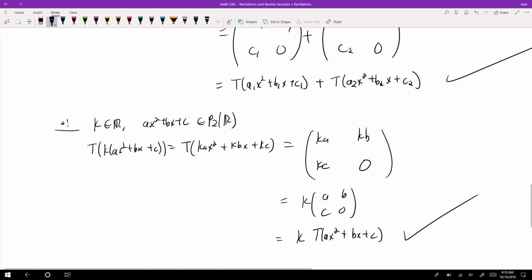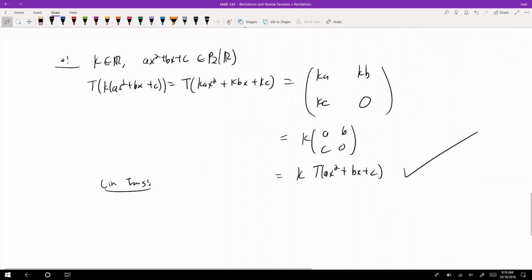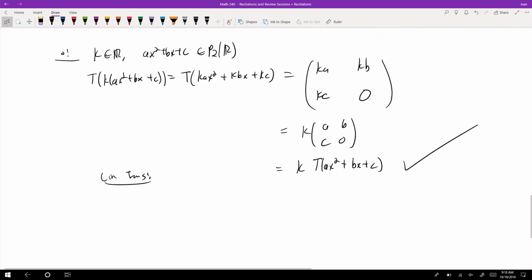And so this is also a linear transformation. Any questions on this one? All right, so one last example. And this is what happens when something is not a linear transformation. So the first two examples were linear transformations.